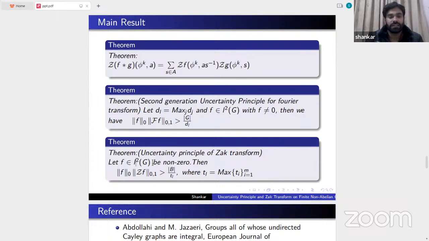The uncertainty principle of the Jack transform. That means the sparse norm of f times the sparse norm of the Jack transform of f is greater than the order of B upon t1, where t1 is the maximum of ti, and ti are the degrees of the irreducible representations pi k. So we can see that using the Jack transform, we get a better sparse solution as compared to the Fourier transform.